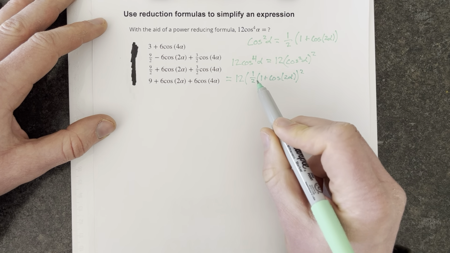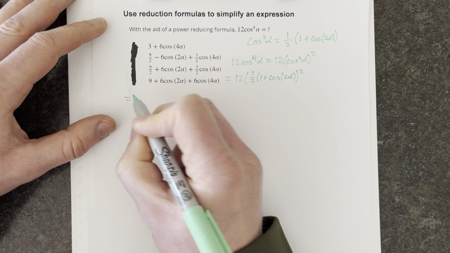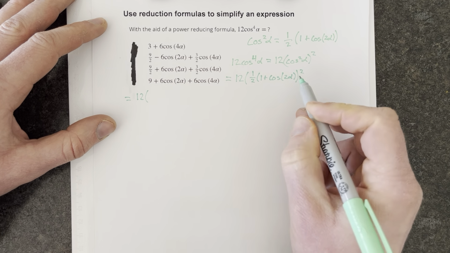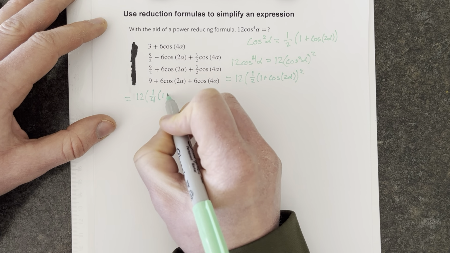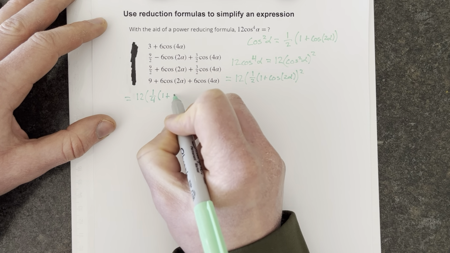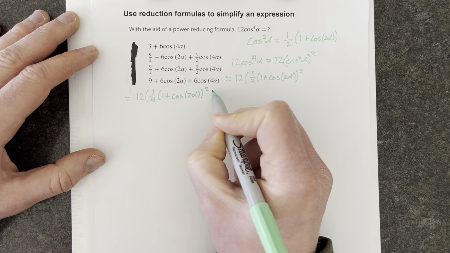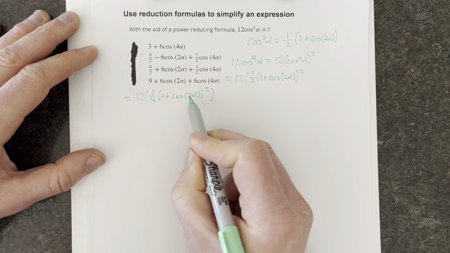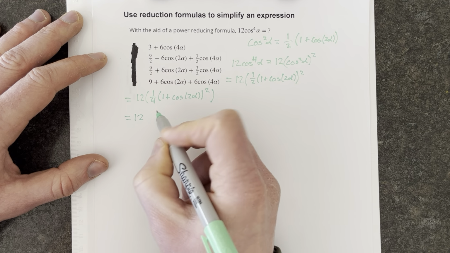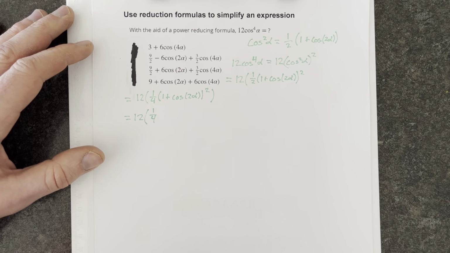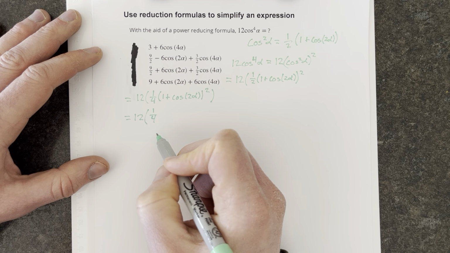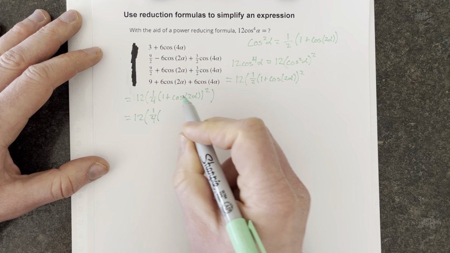Now, if I actually do this squaring piece, that's going to equal 12. Square the 1/2, I get 1/4. And then I would have 1 plus cosine of 2 alpha, squared. Now I'm going to square this piece, 1 plus cosine 2 alpha. That would equal 12 times 1/4. And I could probably multiply those together, 12 times 1/4, but I'm going to wait for a second.